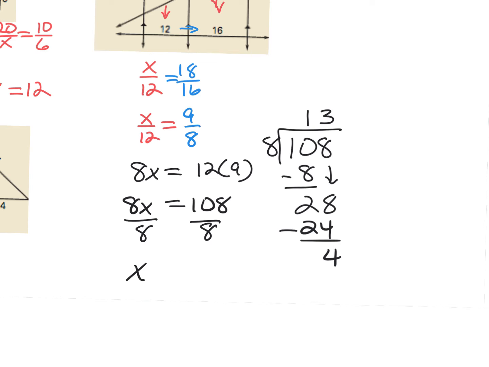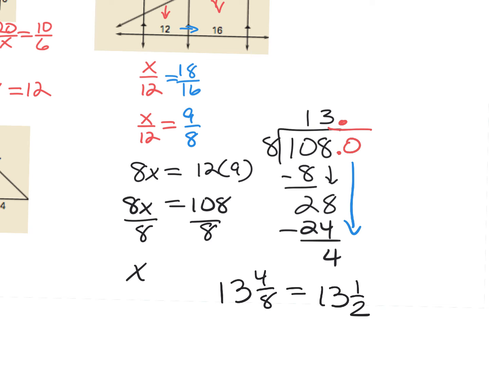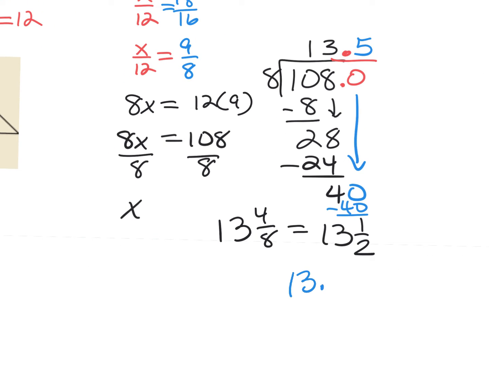The correct way to do this, if you're going to just make it a mixed number, you take the whole number on top, take the remainder, put it over the divisor, and then simplify. 4 over 8 is 1/2. But let's say you didn't want it a mixed number. The instruction said to turn it into a decimal. Then what we would have done is added a decimal point, bring the decimal point straight up, now bring down the 0, and 8 will go into 40 5 times. And that's how you get 13.5, which is equivalent to 13 and 1/2 as a mixed number.